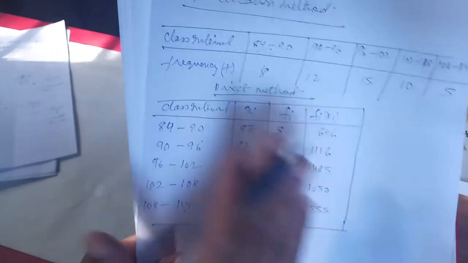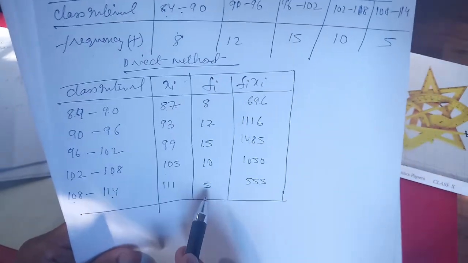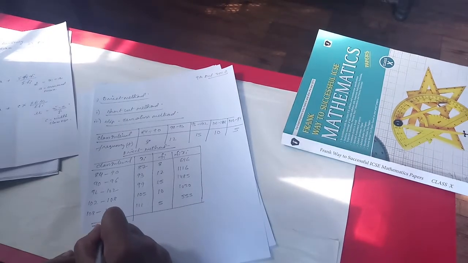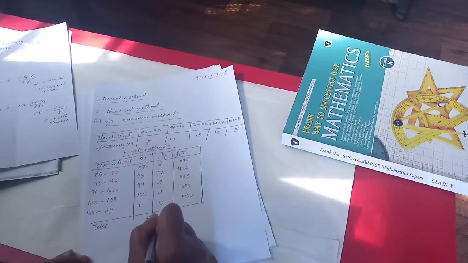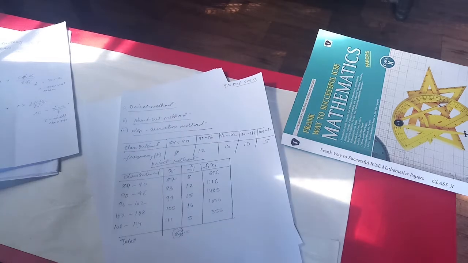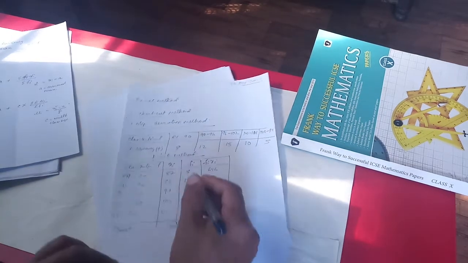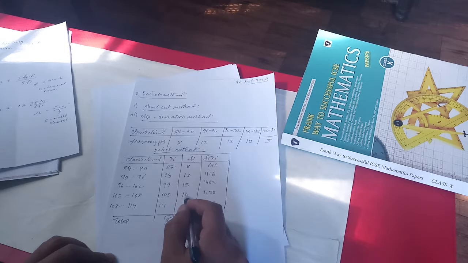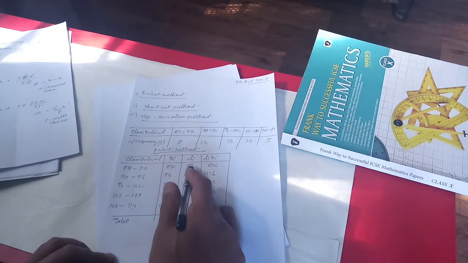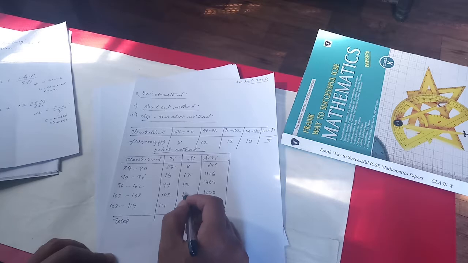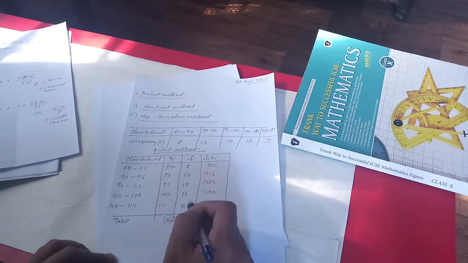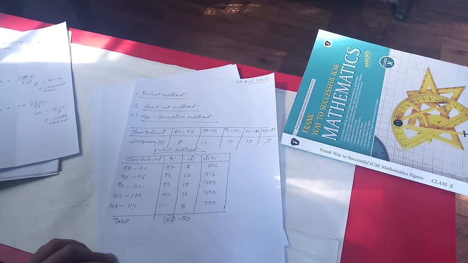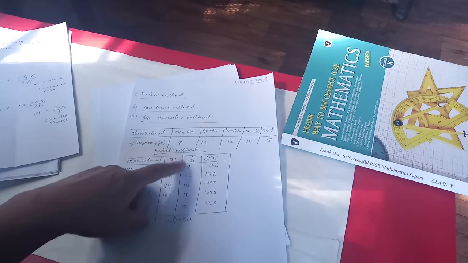Okay, so now this is all what you do in the table. Now you have to add this. When you add this, it is called the summation, that is the total summation fi. This is the symbol for summation, which means addition. So when you add this frequency, you will get 10, 15, 25, 30 plus 20 is 50.